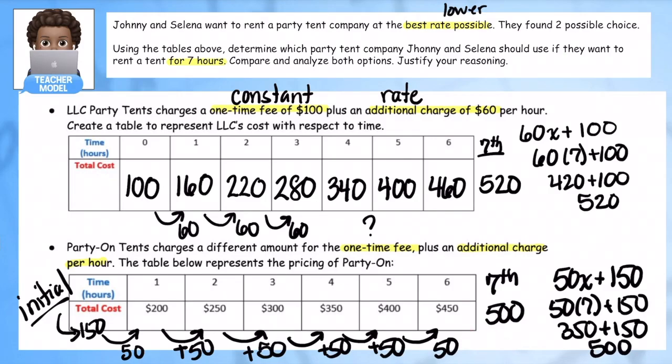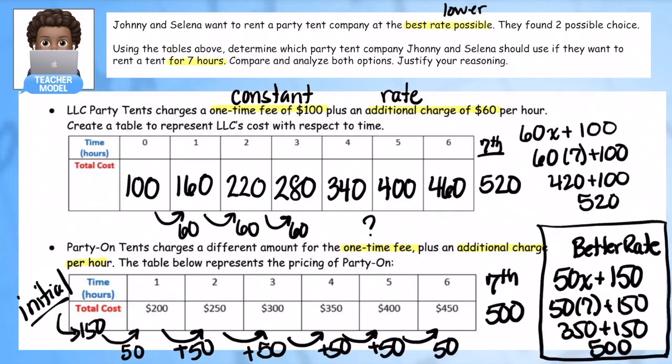So given these numbers, this is going to be better for us. This is the better rate. And why? Because paying $500 is better for me as a buyer than paying $520. So hit pause and jot this down into your notes.